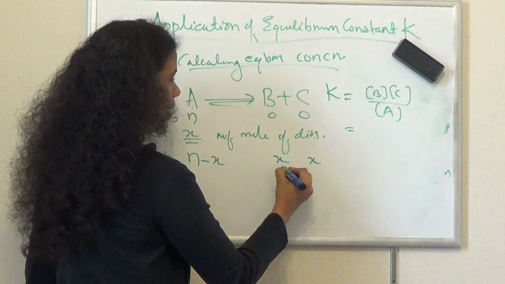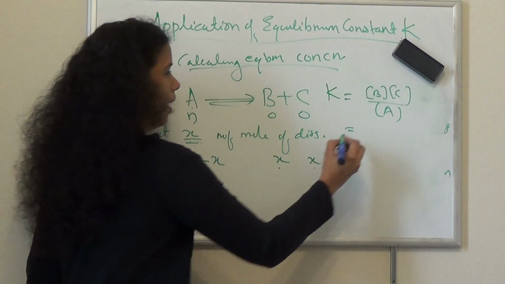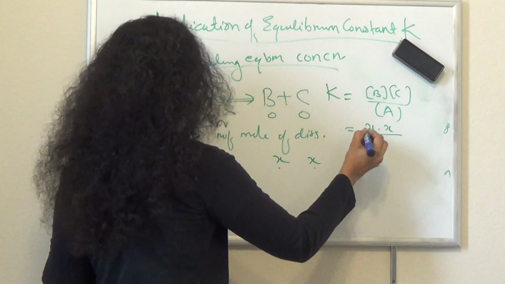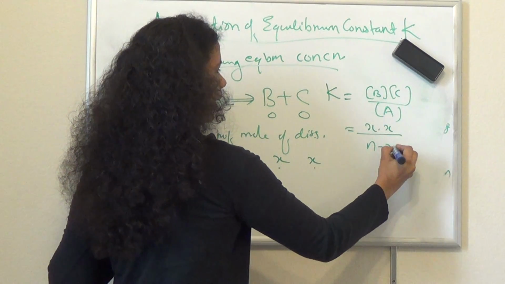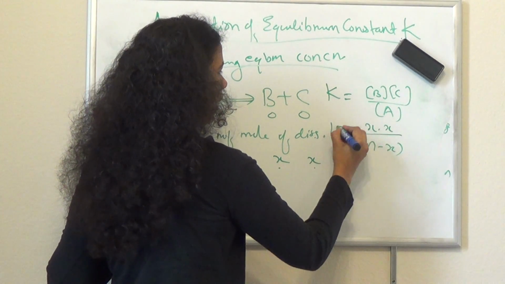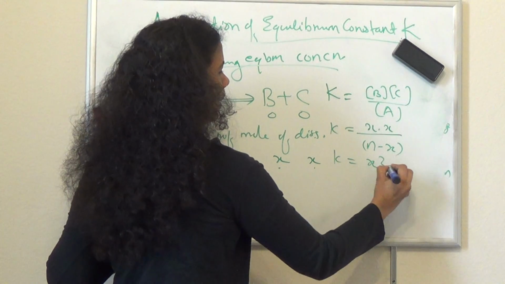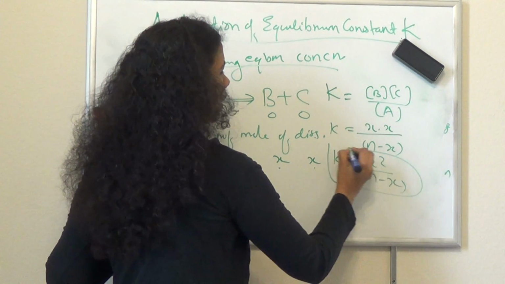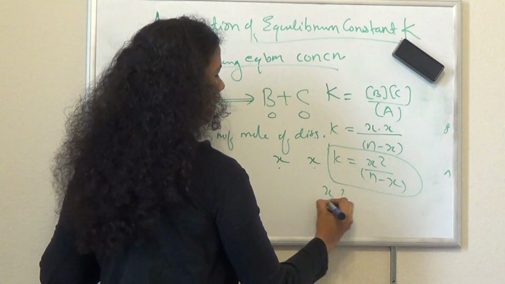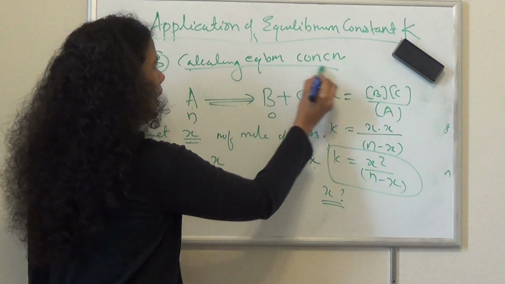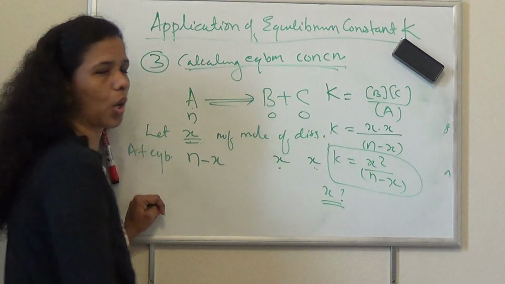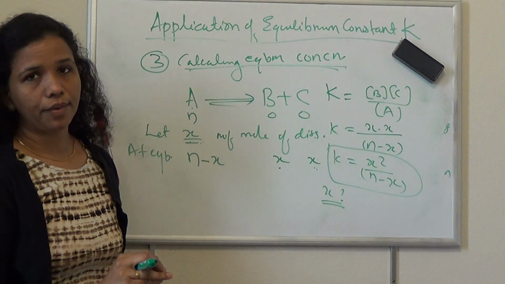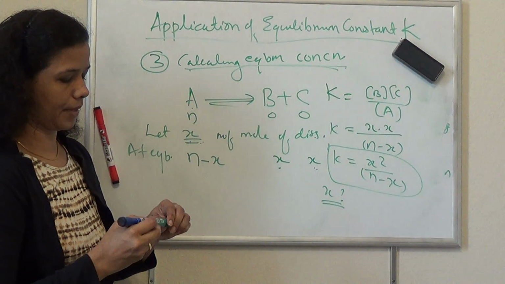So substitute the value of their concentration. Here concentration of B is X, concentration of C is also X, divided by N minus X. So K is equal to X square divided by N minus X. So by solving this equation we will get the value of X. So we can calculate the equilibrium concentration. So these are the three applications of equilibrium constant.